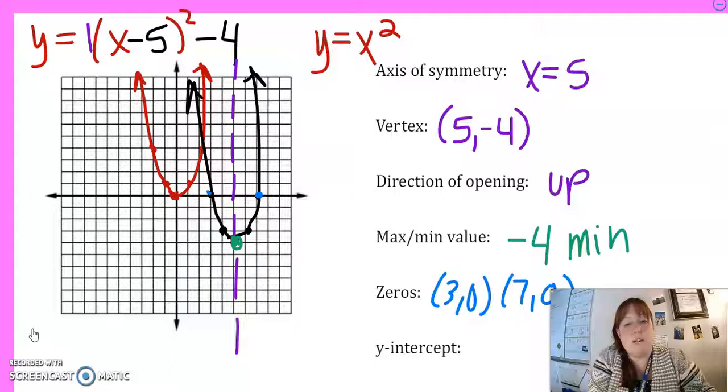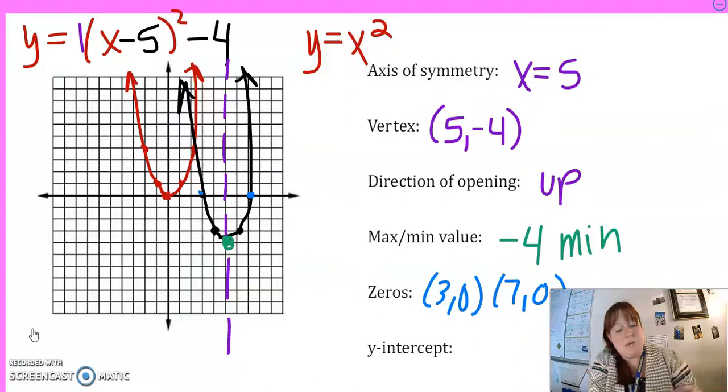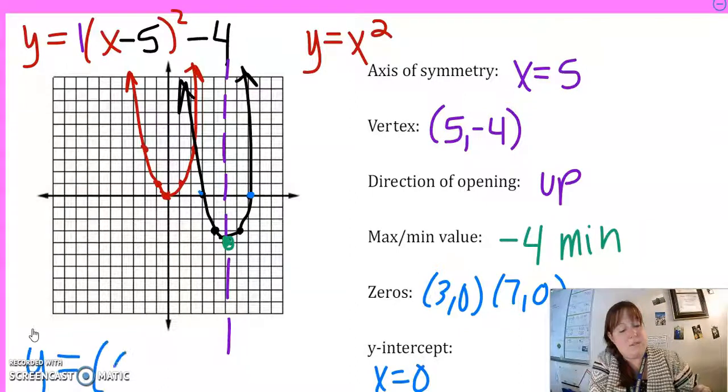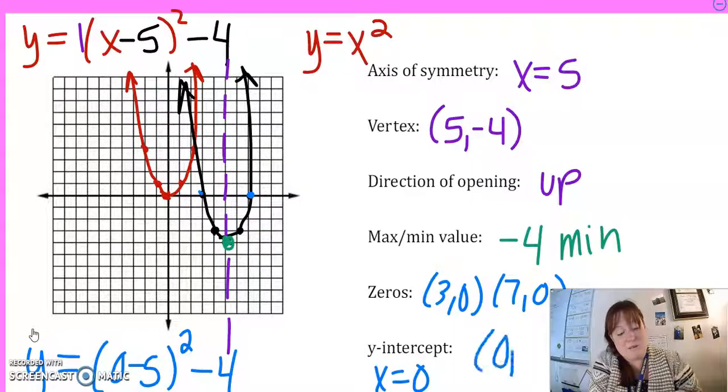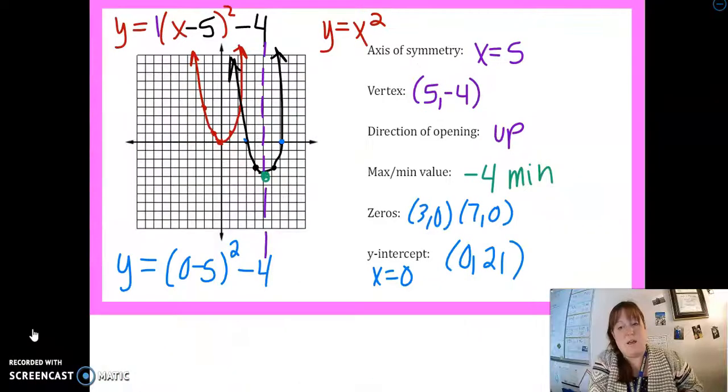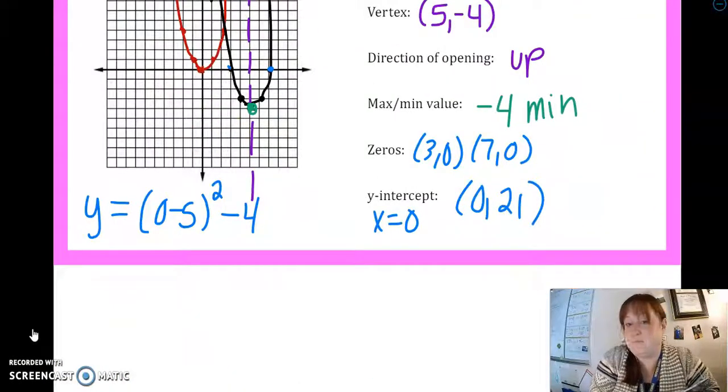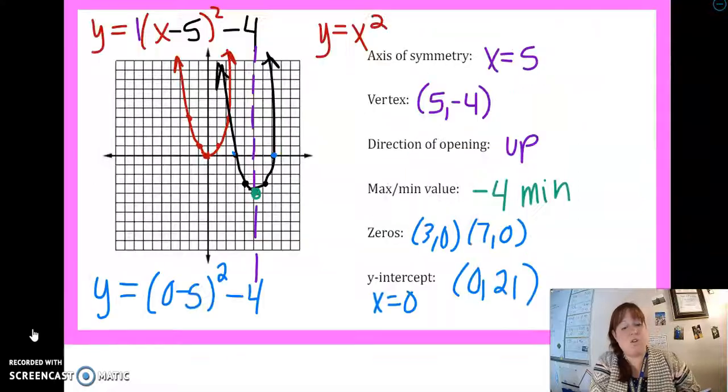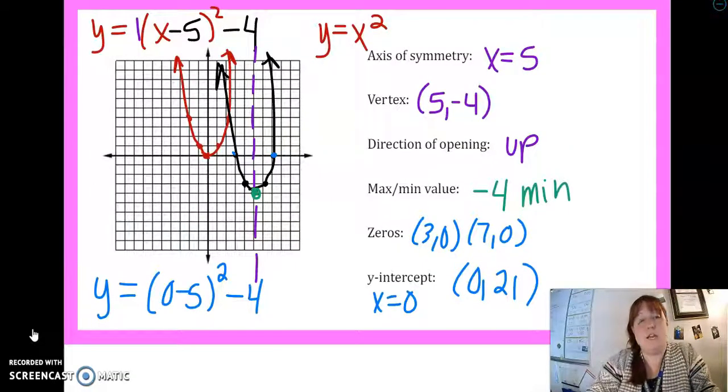And then our y-intercept, this one we can't see on the graph, but remember for our y-intercept, we set x equal to 0. So when I put x equal to 0, I have y equals 0 minus 5 squared minus 4. So that's 25 minus 4, which is 21. So my y-intercept is 0, 21. And that means that this is going to cross the y-axis at that point. And you're done. That's all you need to graph a quadratic in vertex form.